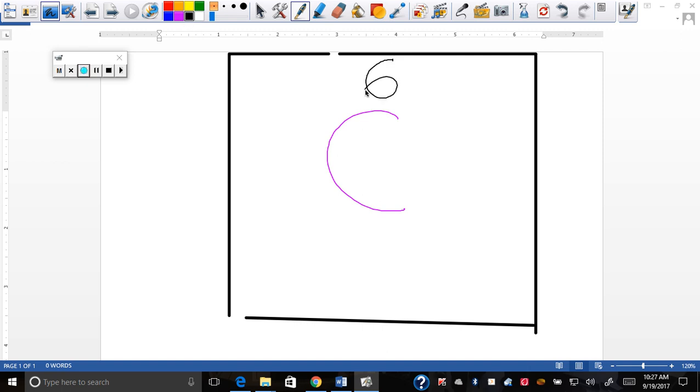On top of that C, you will see a 6. Below that C, you will see a 12.011.